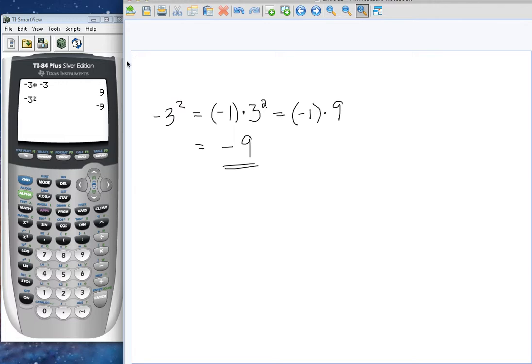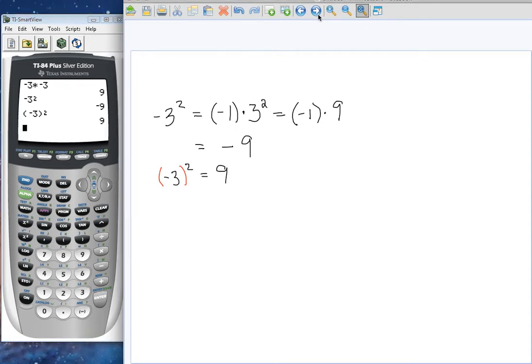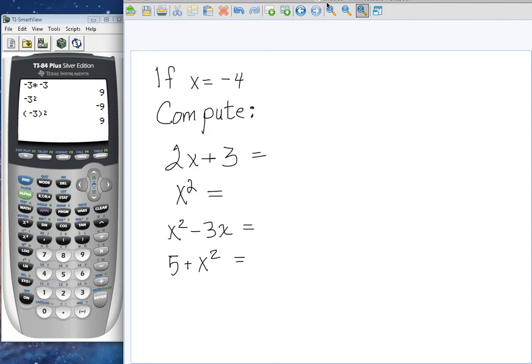Now, the question is, how do you actually square negative 3 to get 9? Well, if what you mean to do is square negative 3, you need to put the negative 3 in parentheses. So you'll see that if you type parentheses, negative 3, parentheses, squared, you will indeed get 9. This is a very important calculator function, and it's important that you understand it so that you'll be able to use your calculator correctly. Now let's take a look at some examples.